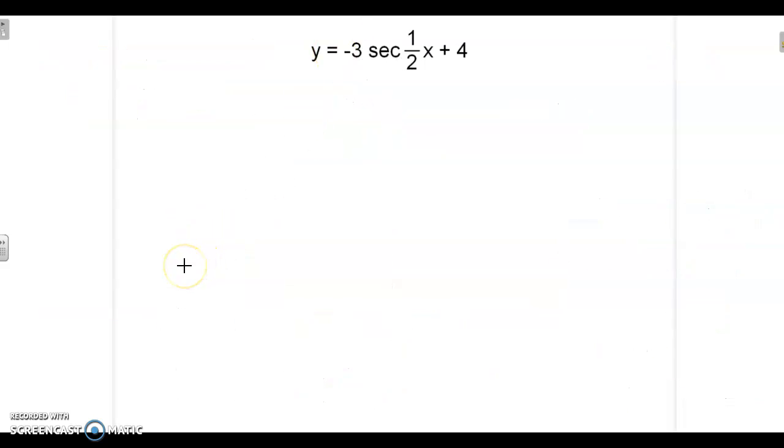y equals -3 times the secant of 1/2 x plus 4. Again, we're going to write down everything that we know. So if this is my a value, the first thing I notice is it's negative, so this is going to be a reflection over the x-axis. I also see that it's a 3, right? So this is going to be a vertical stretch by a factor of 3. The 1/2, that's our b value.